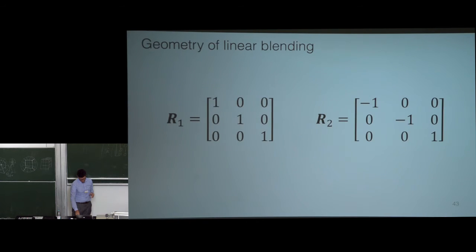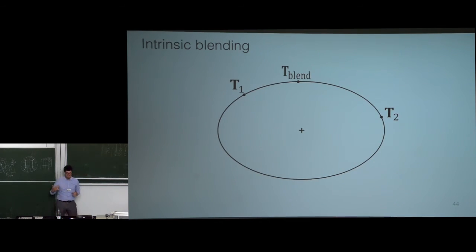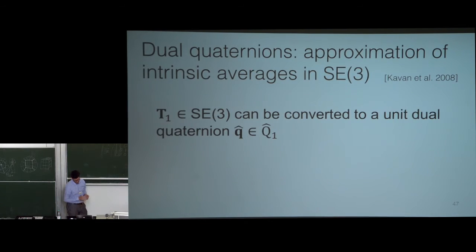And here's exactly that same situation. So we took a 1/2 blend of these two. We know that we get a singular matrix. So what we'd like to be able to do is take some intrinsic blend. So define some blending of these matrices such that we actually stay on this manifold. And then we get something like this.